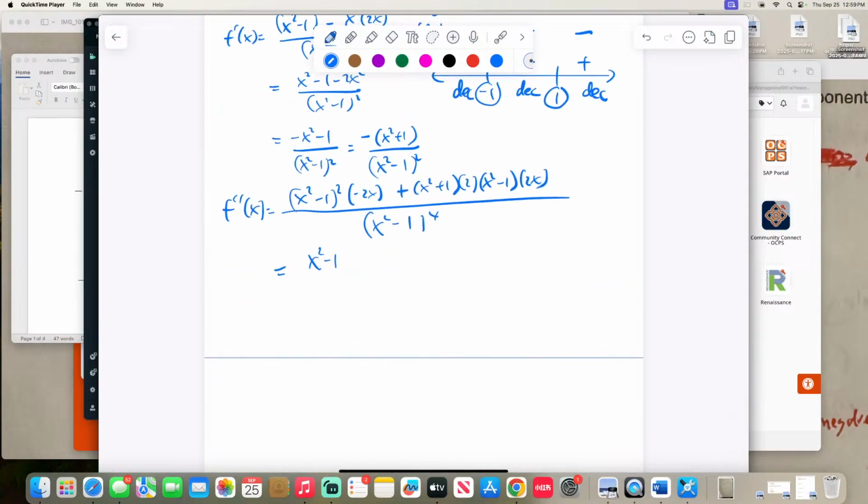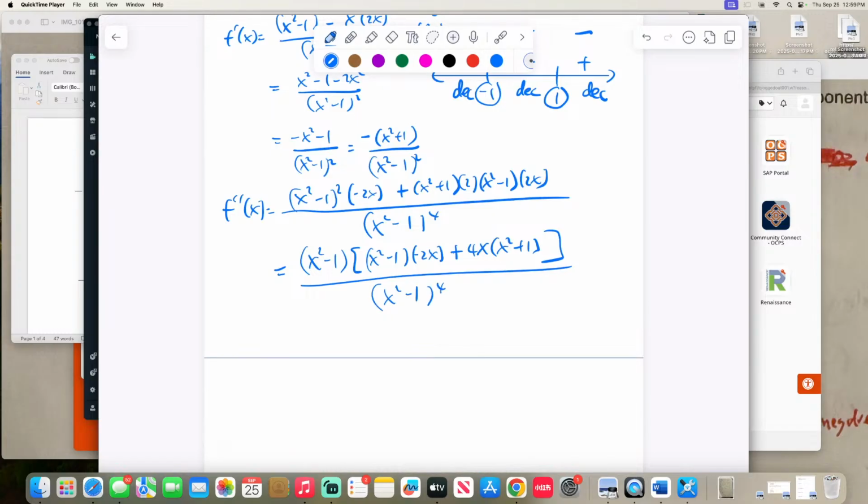Now, to make my life easier, I will factor out the GCF on the numerator, so it'll be x squared minus 1. Once I factor it out, I'm going to get x squared minus 1 times negative 2x, plus 4x times x squared plus 1, all over x squared minus 1 to the 4th. Hopefully you got this part. If I did make a mistake, let me know. Did I make a mistake?